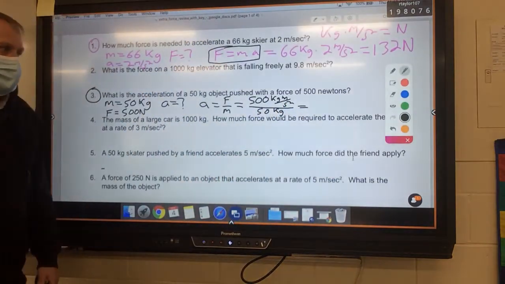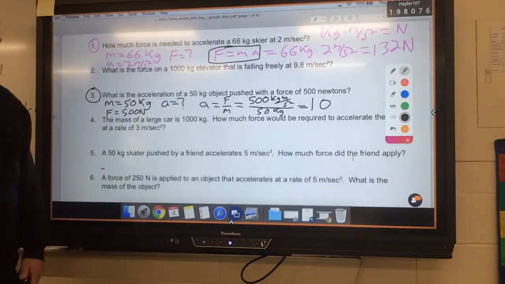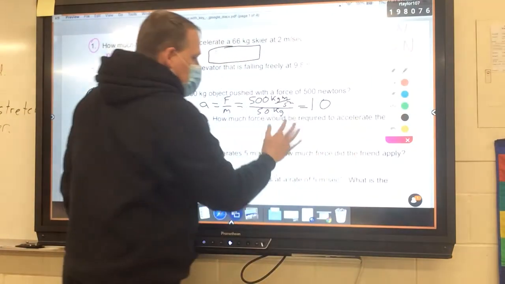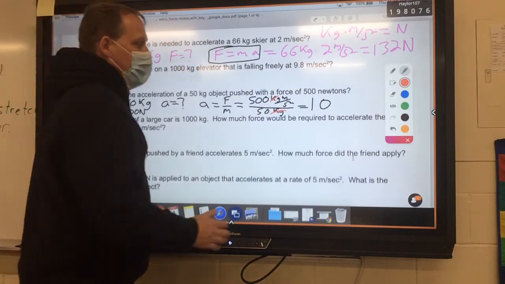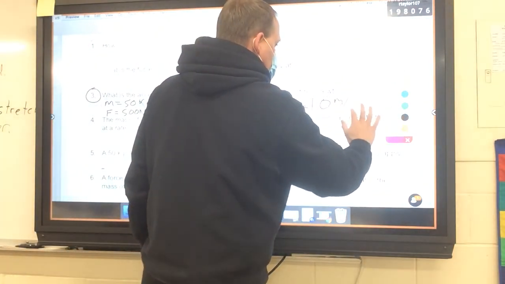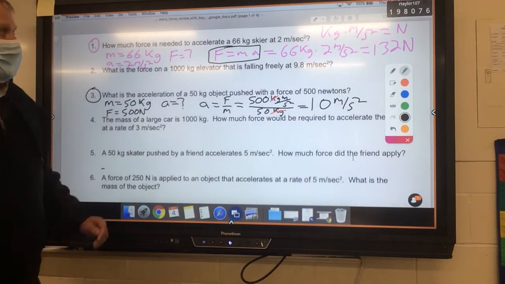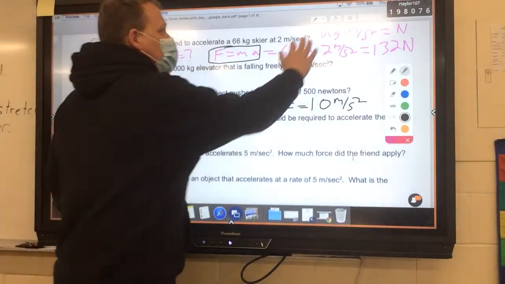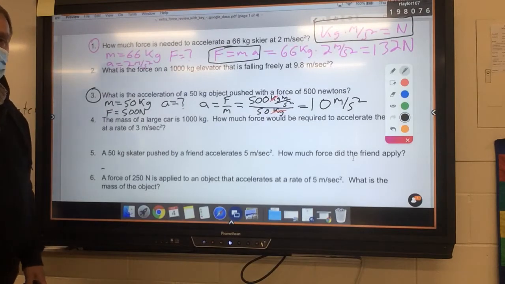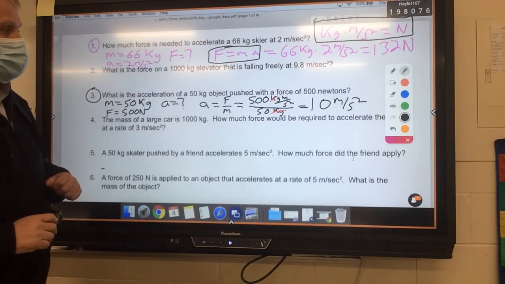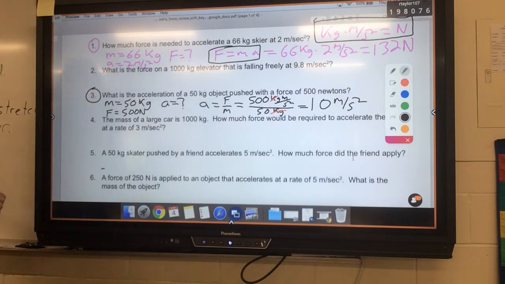So now when I go to solve the problem, 500 divided by 50 is 10. And notice that the kilograms down here cancel with the kilograms up there. And once again, I am left with meters per second squared for my acceleration, which is the appropriate unit. So whenever you have a Newton, you can always make that Newton into a kilogram meter per second squared. And the kilogram meter per second squared will help you to do unit cancellation. So there's the first two.